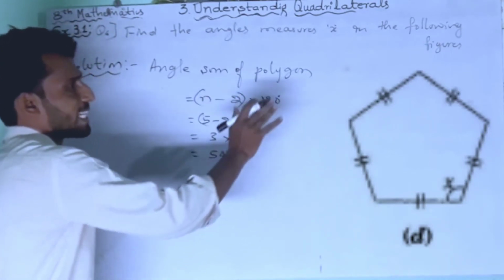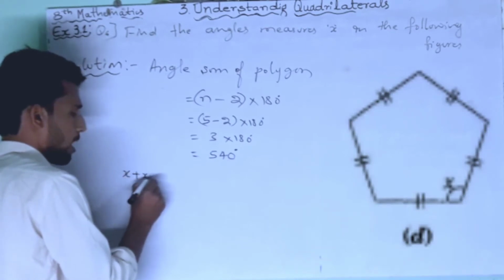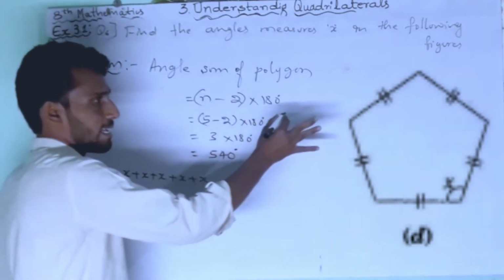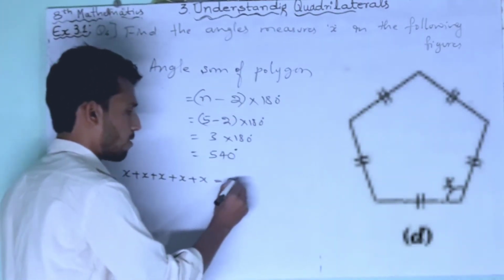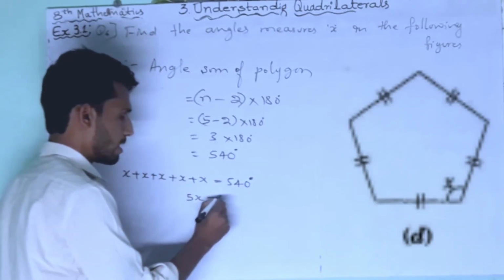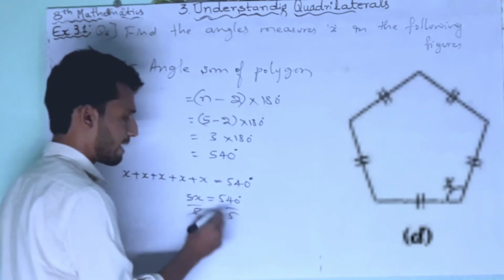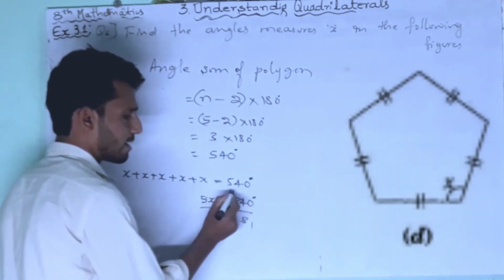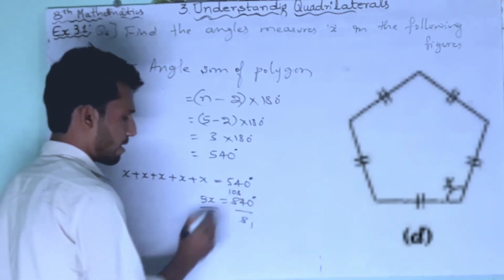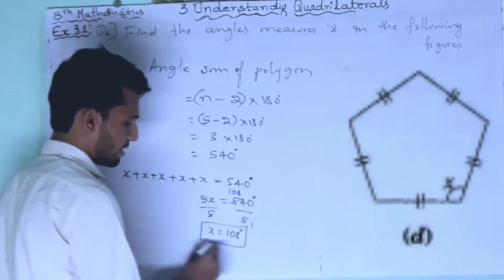Now we have to find out each x value. Now the angles given here are x plus x plus x plus x plus x, total 5 angles we have. Now 540 degree, when you add, you will get 5x is equal to 540 degree. When you divide by 5 on both sides, 5 will cancel. 5 10s are 50, remaining 40. 5 8s are 40. X value is 108 degree. Okay, this is the solution.